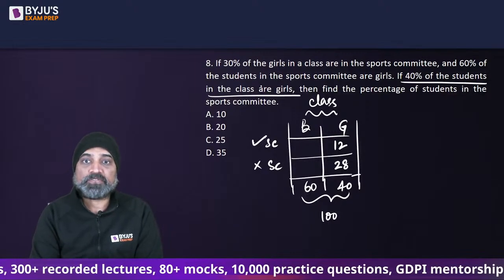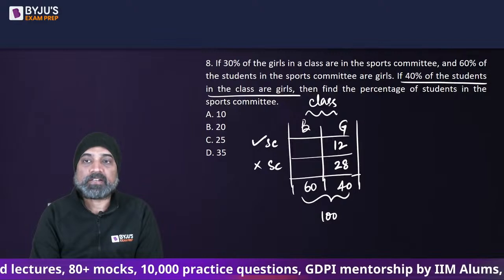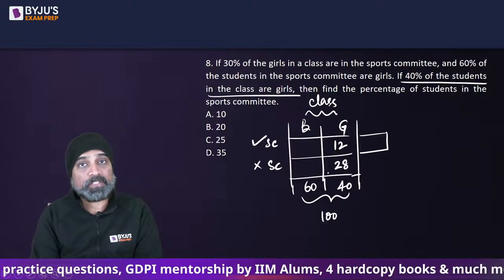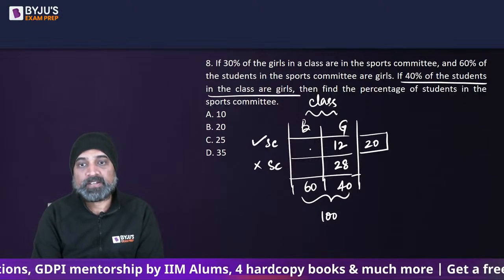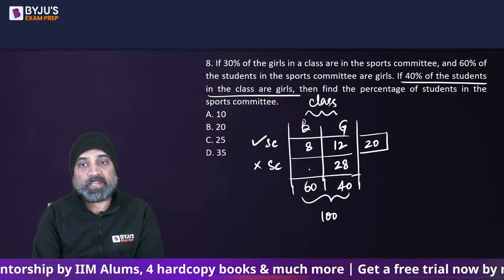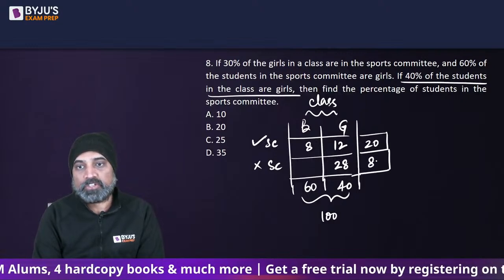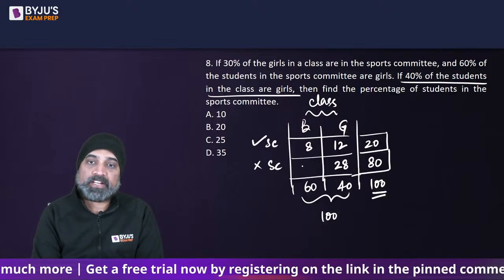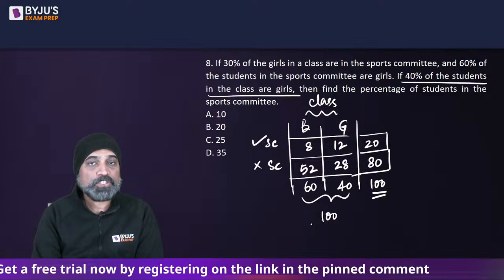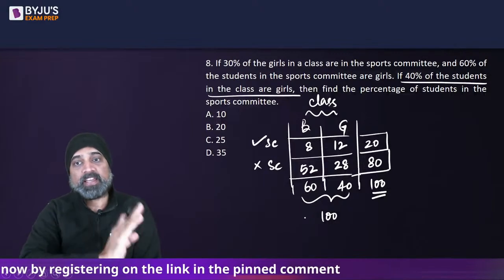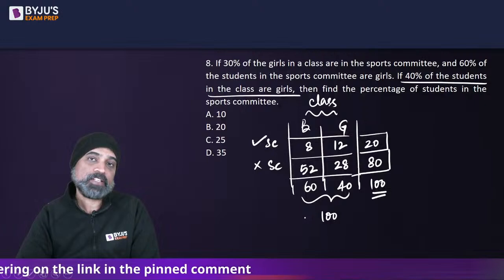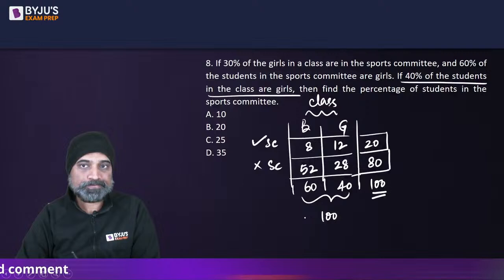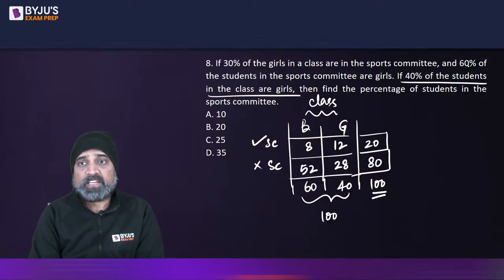And 60% of the students in the sports committee are girls. So 60% of what number is going to be 12? So this is going to be 20, right? So this turns out to be 8. This turns out to be 80 क्योंकि मेरे को total 100 ही चाहिए. If this is 80, this is 28, so this is going to be 52. 8 plus 52 is 60. 12 plus 28 is 40. 8 plus 12 is 20. 52 plus 28 is 80. So whether you add any row or whether you add any column, everything makes sense.